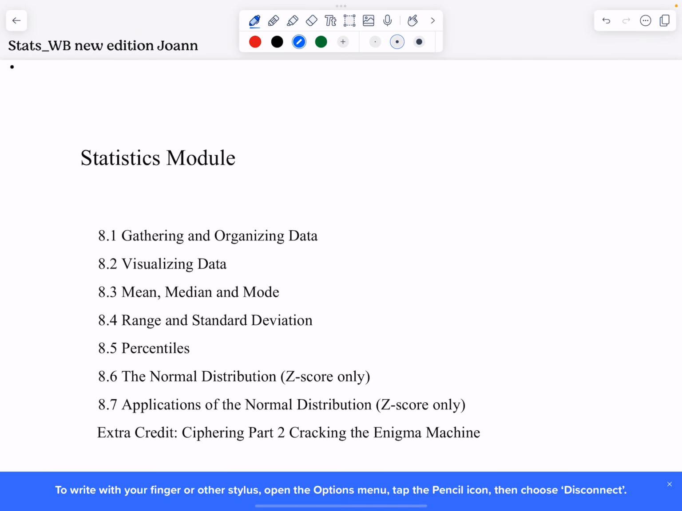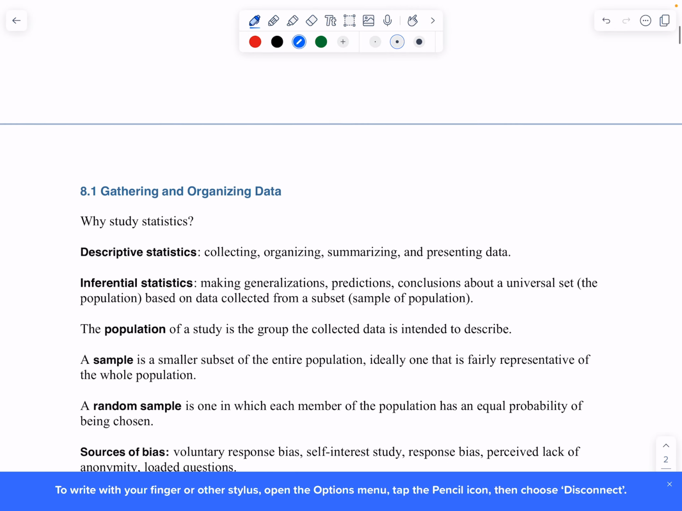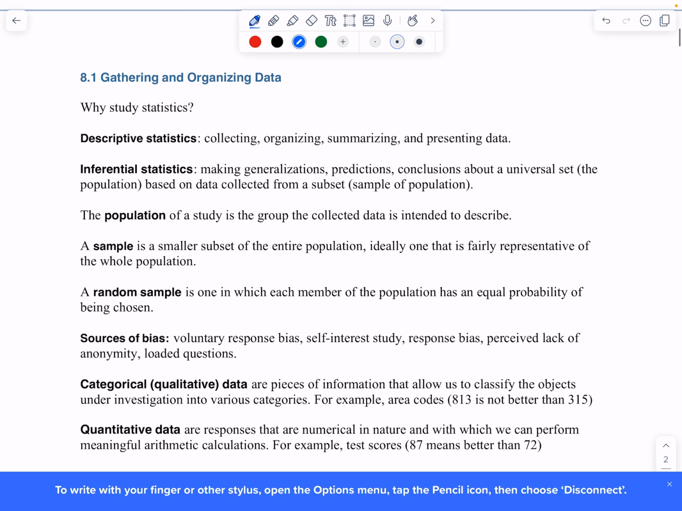This is the statistics module, which is Unit 4, and we're going to do 8.1, which is gathering and organizing data. All right. So a lot of people will ask you, hey, why are you studying statistics? And the answer to that is because every single profession has statistics in them. That kind of makes the world go round. And in fact, the amount you spend on your insurance for your car is because of statistics.